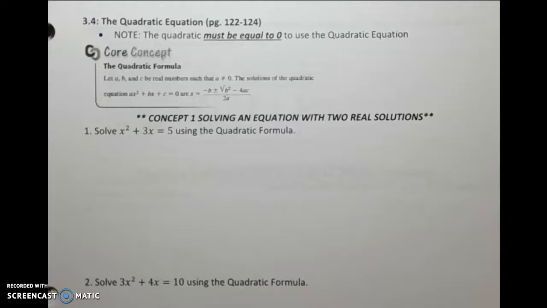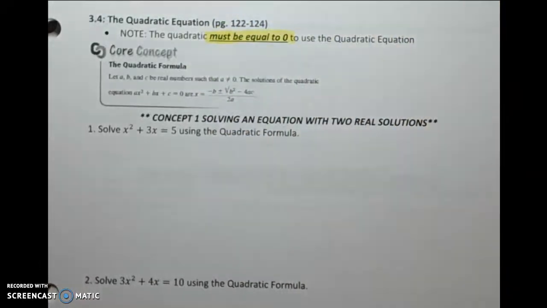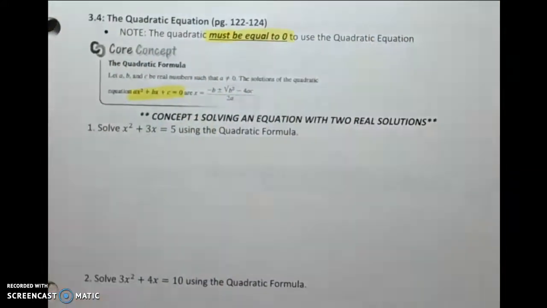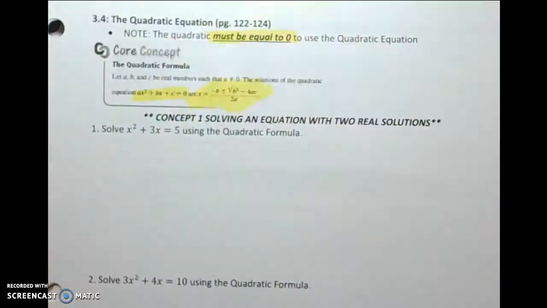3.4, the quadratic equation. Pages 122 through 124. Quadratic equation. Alright, the first thing we need to know: you must have 0 on one side of the equation. In order for this to work, you must set one side equal to 0. After you do that, we're going to use the standard form ax squared plus bx plus c equals 0. And then we can write it in the quadratic formula right here. x equals negative b plus or minus the square root of b squared minus 4ac, all over 2a.